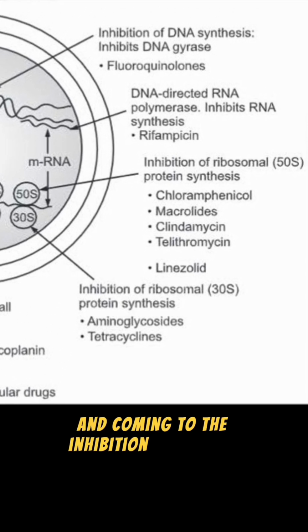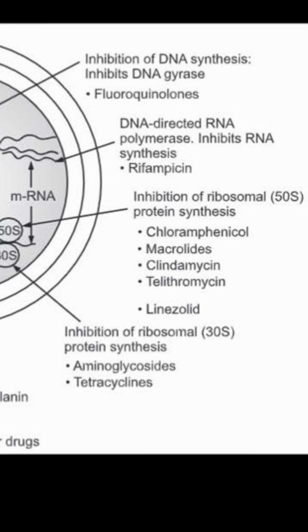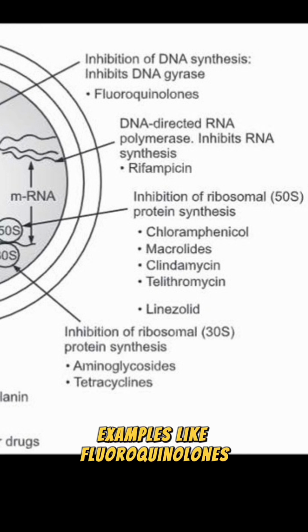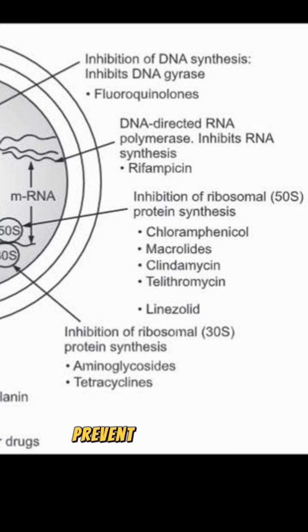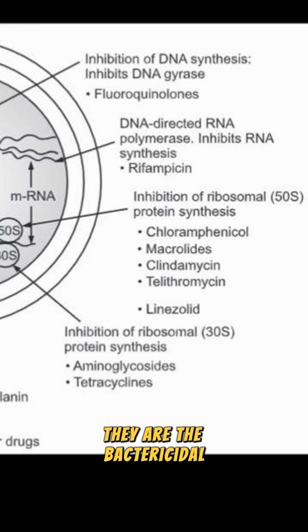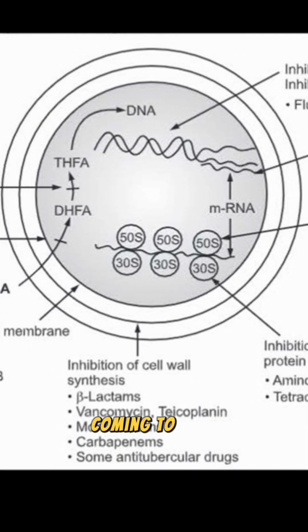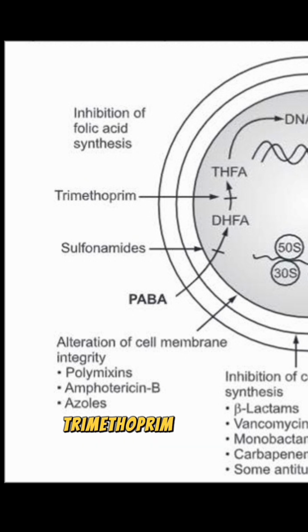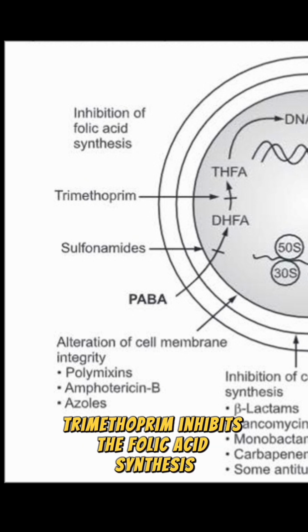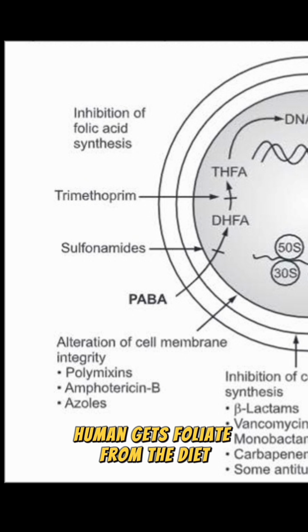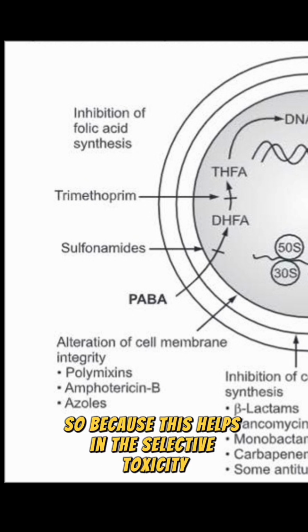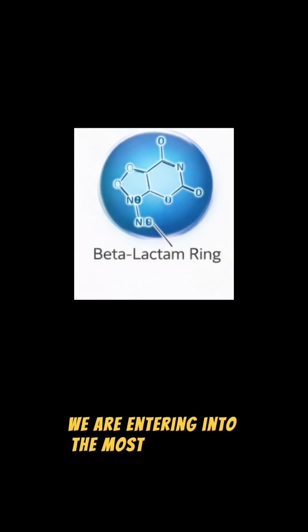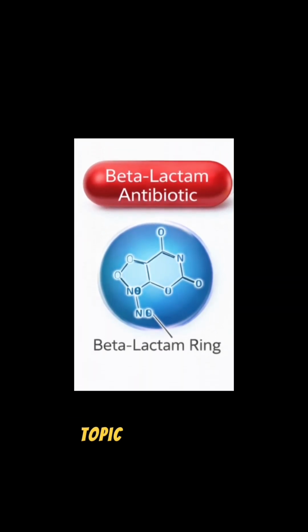And coming to the inhibition of nucleic acid synthesis, examples like fluoroquinolones, rifampicin, and metronidazole. They block the DNA gyrase or the DNA polymerase, preventing replication and transcription. They are bactericidal. Coming to anti-metabolites like sulfonamides and trimethoprim, they inhibit folic acid synthesis. Humans get folate from the diet, while bacteria synthesize their own folate, and this helps in selective toxicity.